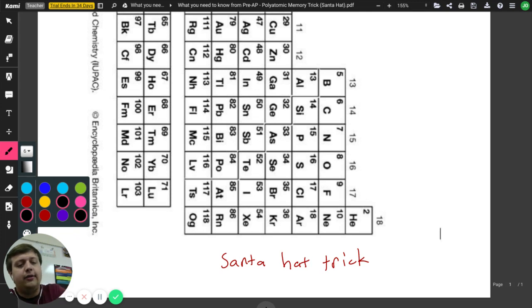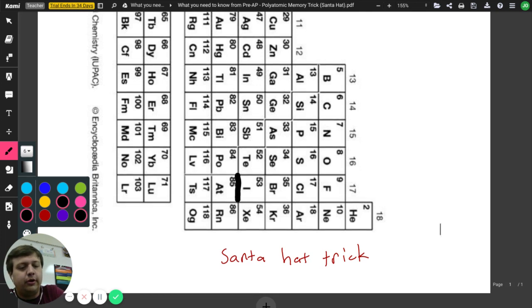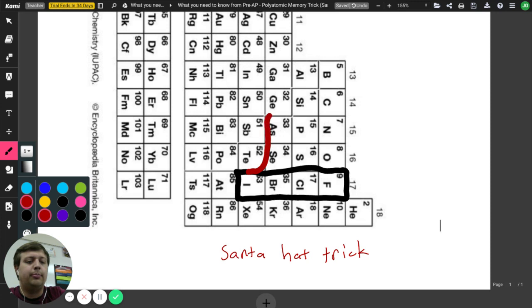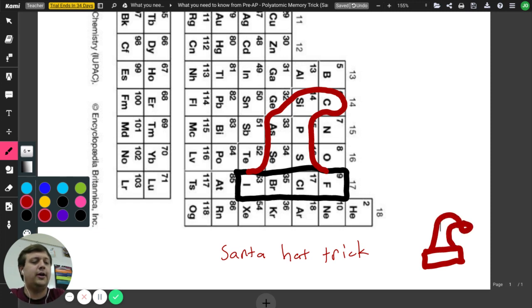So we start our hat with the little band that goes around the bottom of any Santa hat. We're going to start right here at iodine, and we're going to go all the way up to fluorine. All right, so we've got our little band there. The next part of any Santa hat is the little red part that loops up and over. So we're going to come up, come over, and loop back down like that. If you look, it's starting to look a little bit like a Santa hat. And then the last little thing is to add that little tassel on the end. We need to add that little tassel on the end.